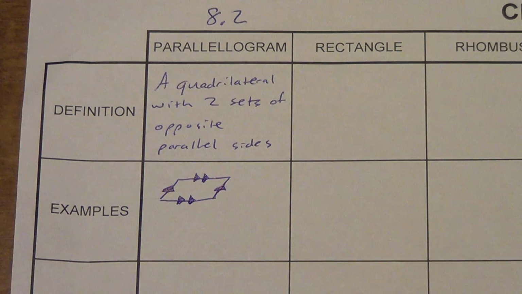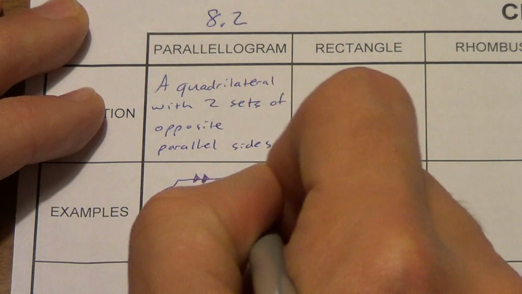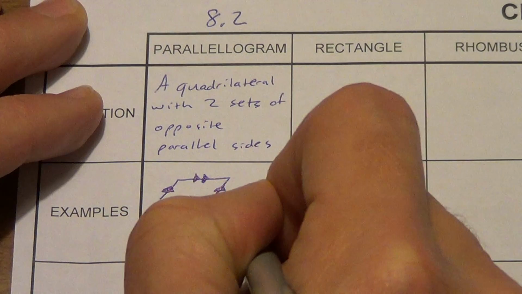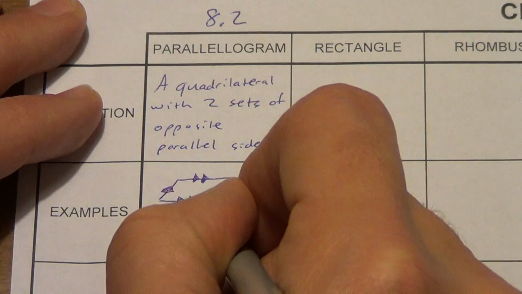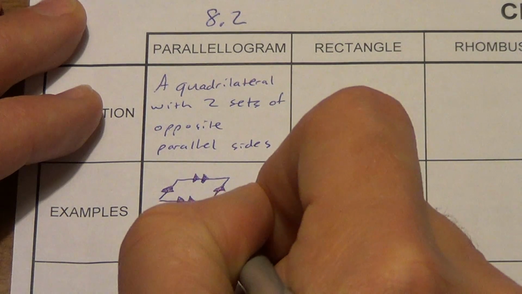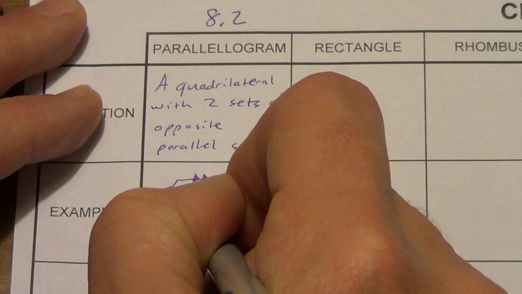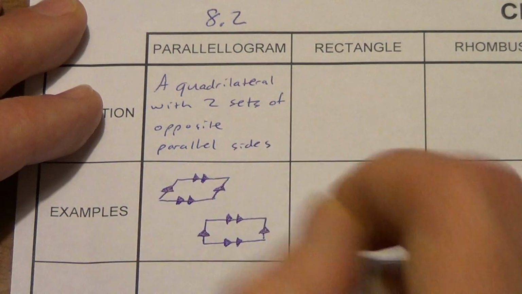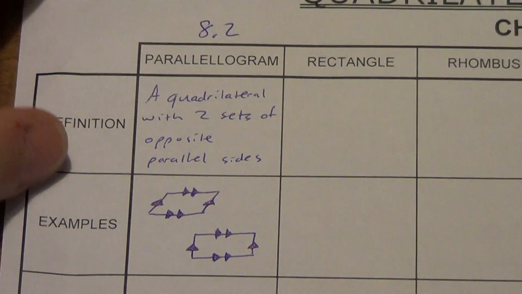Okay, that's one example. Another example might actually be something like this. Once again I'll put some marks on. So two on the top and bottom, one on the left and the right. Now, some people might say, well, that's a rectangle. Well, it looks like it might be, but that's okay. A rectangle does have two sets of opposite parallel sides, so a rectangle by definition would be a parallelogram.